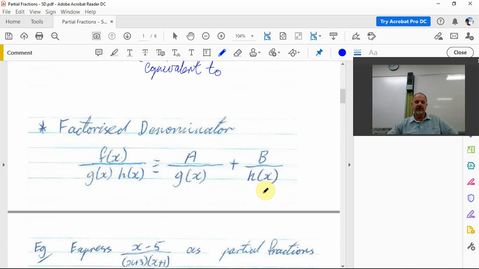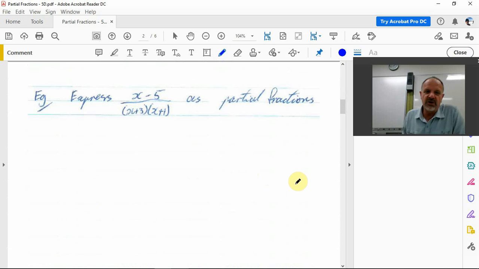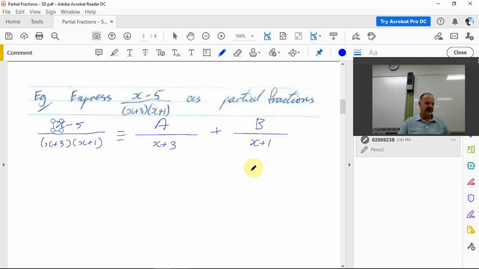All right, so how can we use this? How can we proceed? It says express x minus 5 over x plus 3 times x plus 1 as partial fractions. So first of all, x minus 5 over x plus 3, x plus 1 will be equivalent to a over one of the factors, x plus 3, plus b over the other factor. All right, that's nice.